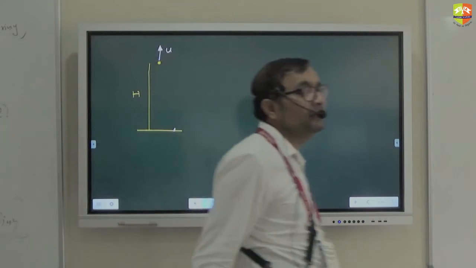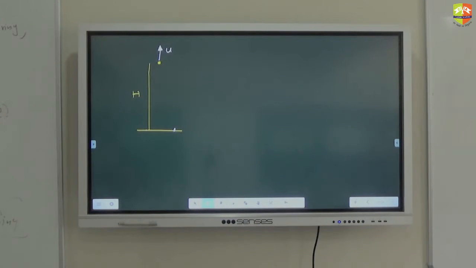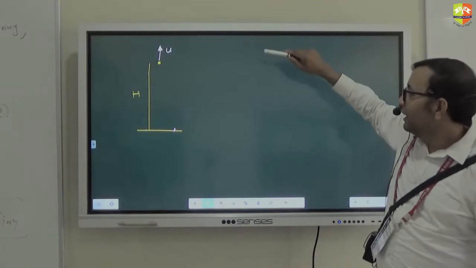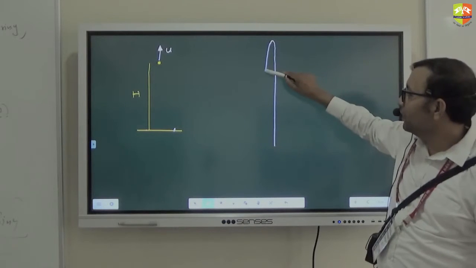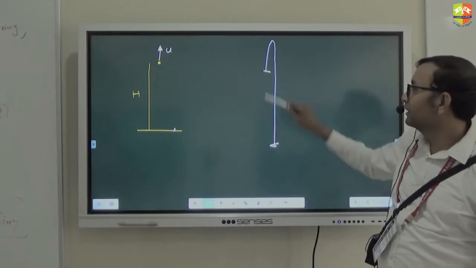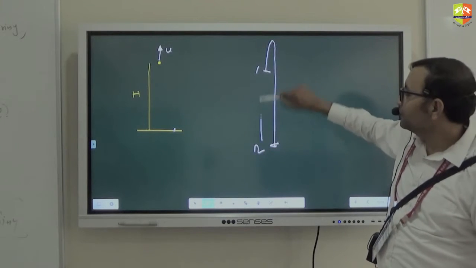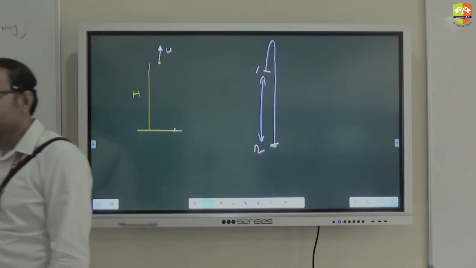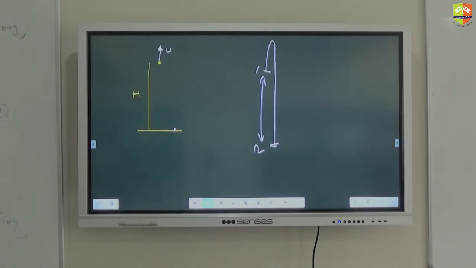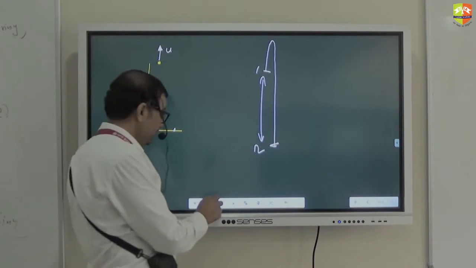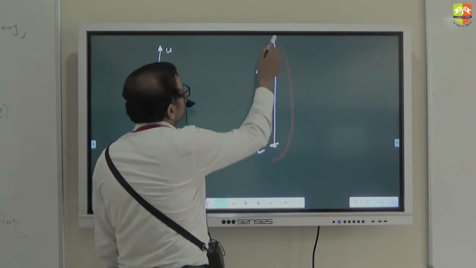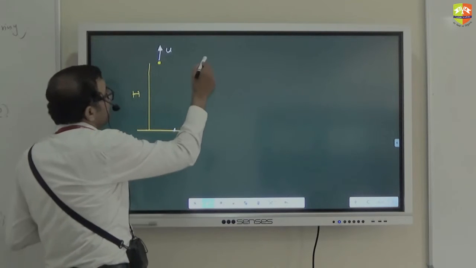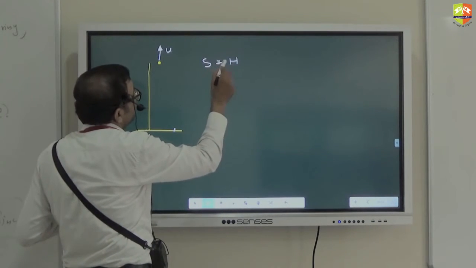How much is the total displacement? H plus the height it goes up? Are you sure? It goes like this. So what is the total displacement? From this point to that point, point 1 to 2. Displacement is the shortest distance between initial and final location. So s is h, if you are taking downward to be positive.